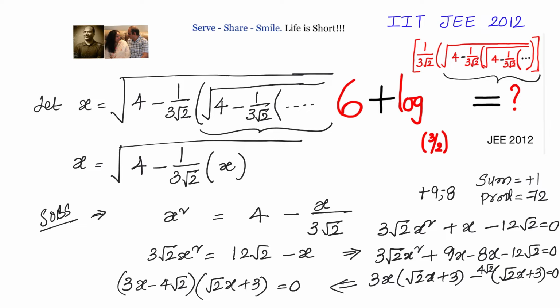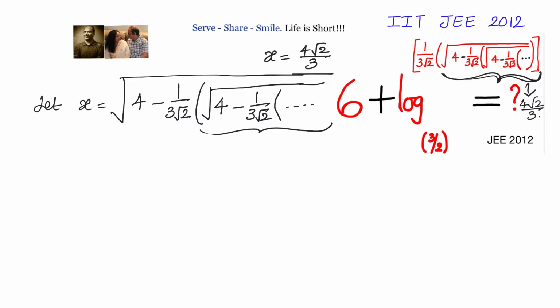Now certainly the x value cannot be negative, because we cannot have negative values in the logarithms. So this is ruled out. That means 3x is 4 root 2, or x equals 4 root 2 divided by 3. So we are able to get that x equals 4 root 2 divided by 3. So this whole part is equal to 4 root 2 divided by 3. Now our problem becomes very, very simple.